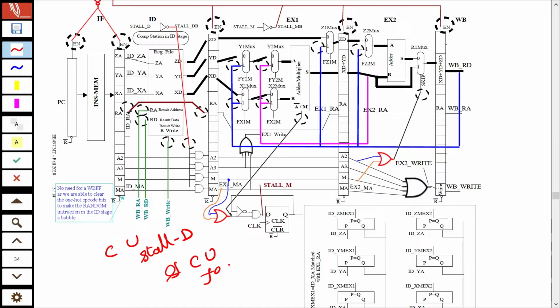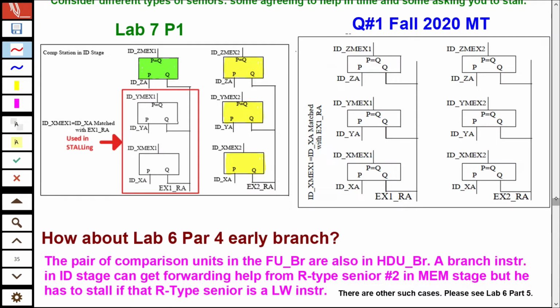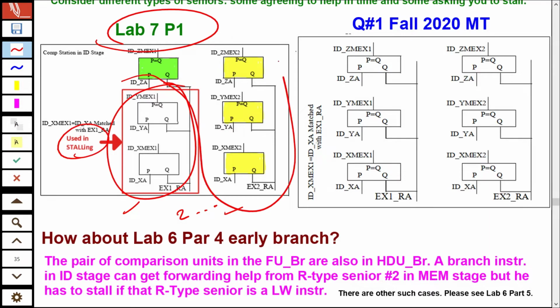Well, if it is a simple design, I need to come back to this. Let's see if I have this. Yeah. In the original Lab 7 Part 1, there are no two types of seniors. Some type of senior requiring stalling, some type of senior who can help in forwarding. If you do not have any such overlap, some comparisons will participate only in stalling, some other comparison units participate only in forwarding.